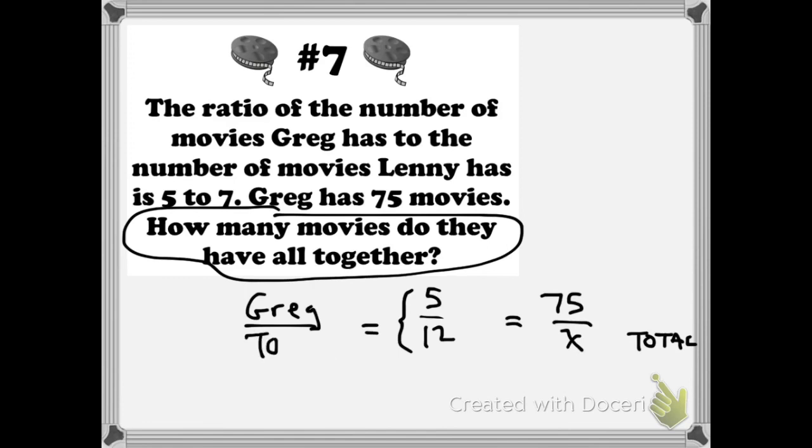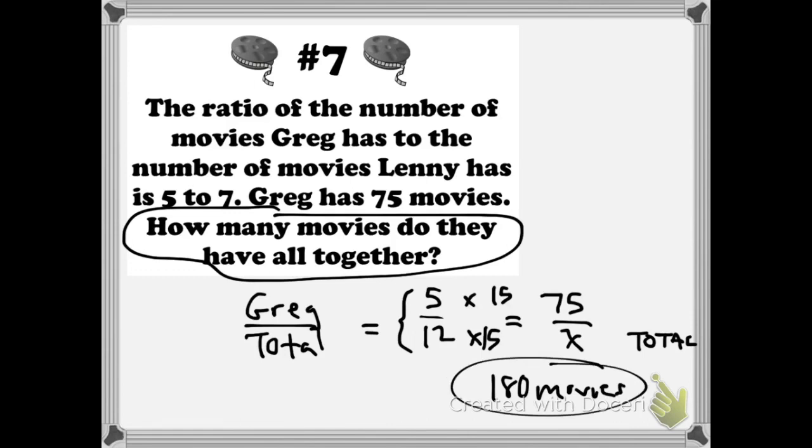I think this is a classic proportion problem. So we can say 5 times what gives you 75? Well, 5 times 15. 12 times 15 will give us our missing number, and 12 times 15 is 180. So the total movies that they saw is 180. Tricky problem, just got to be on top of it.